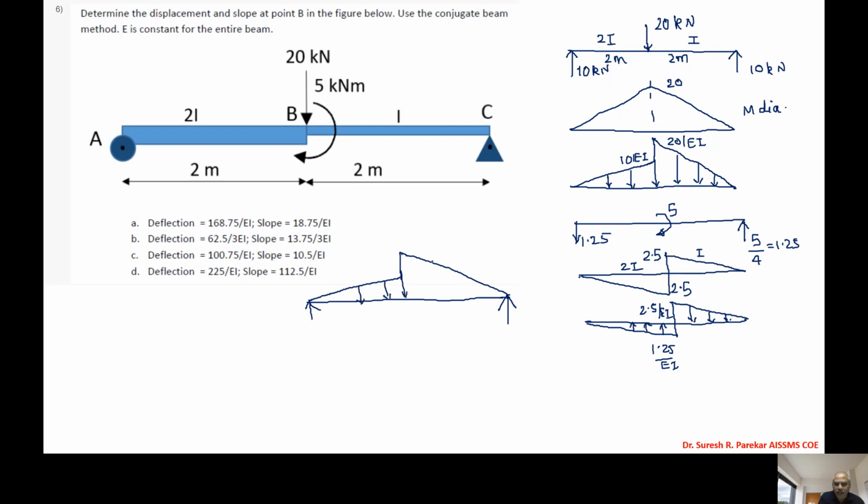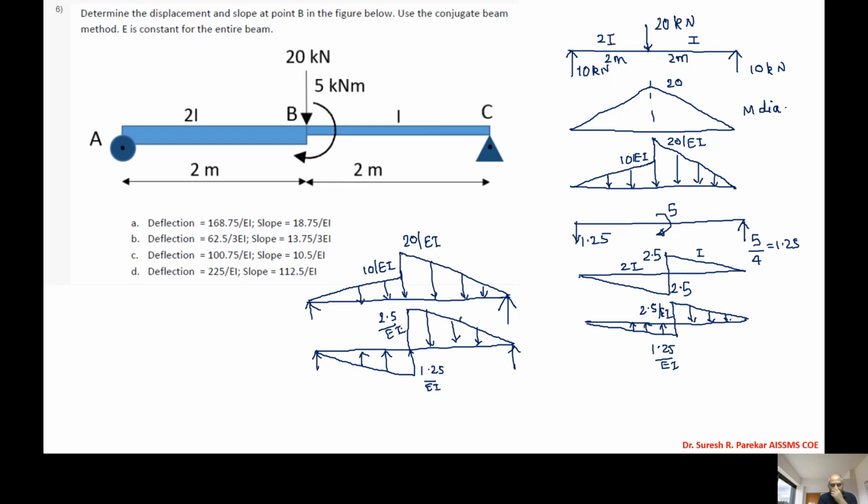And if we plot the second diagram, this is the M by EI diagram. So this value is 20 upon EI, this value is 10 upon EI. This is the conjugate beam with the M by EI diagram, and that gives us shear force, which gives slope, and bending moment gives us deflection. So now we will have it in this fashion. Now this is 1.25 upon EI, the arrow we have upward. And this arrow we will have downward, and this value we have 2.5 upon EI.